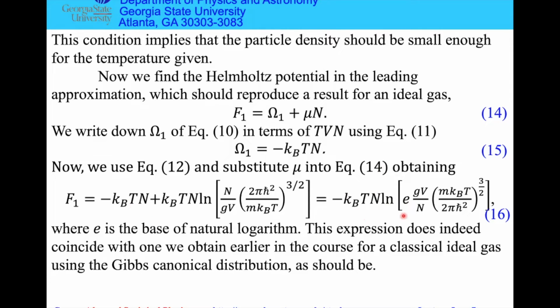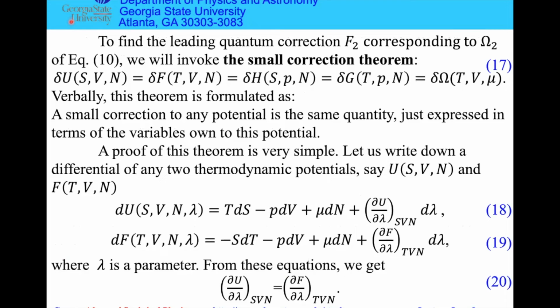And this expression is exactly what we got using the Gibbs canonical distribution for a classical ideal gas. So this term is really the classical limit for an ideal gas. And it doesn't matter for a classical particle whether it's Fermi or Bose, this is exactly the same formula. And the leading correction F2 to the Helmholtz potential, corresponding to correction omega 2 to the grand potential given by equation 10, will involve the small correction theorem. This is a theorem very well known in statistical physics.